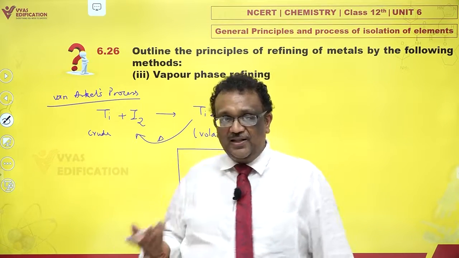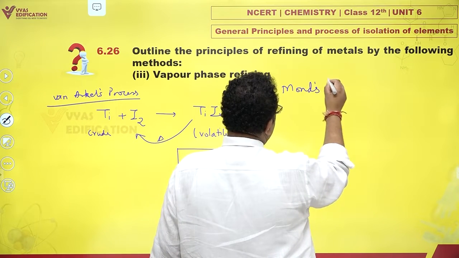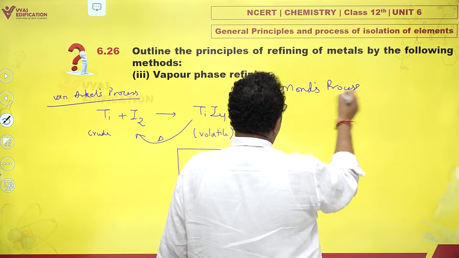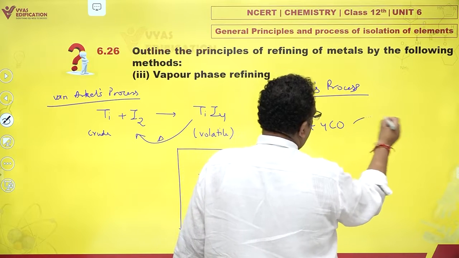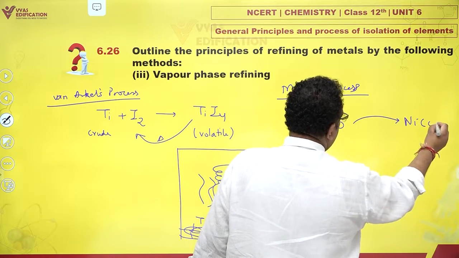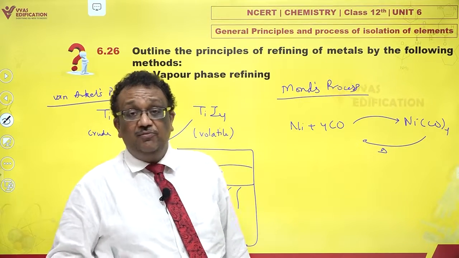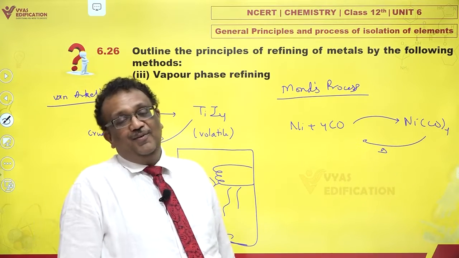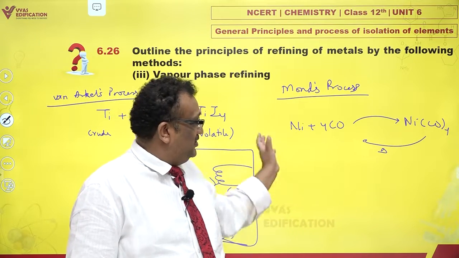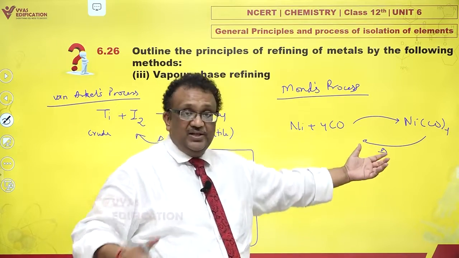This is the principle. Another example is Mond's process, a very favorite process. I can't help giving you this example. Nickel is reacted with carbon monoxide to produce the volatile Ni(CO)4. And if you heat it to a bare minimum temperature of 150 degrees Celsius, it again decomposes back to nickel and carbon monoxide. So first you take crude nickel, react it with CO, it vaporizes forming Ni(CO)4.